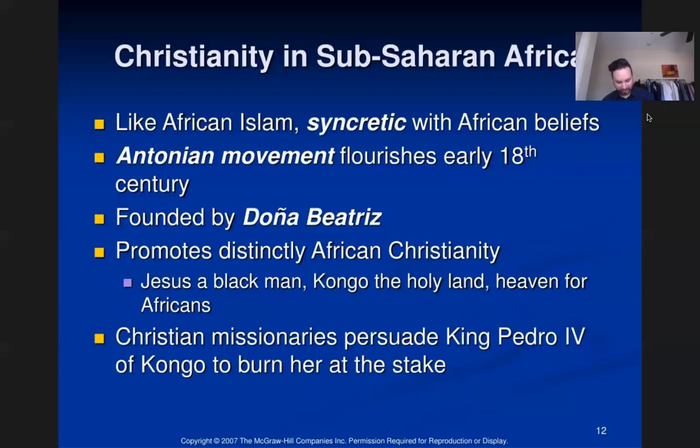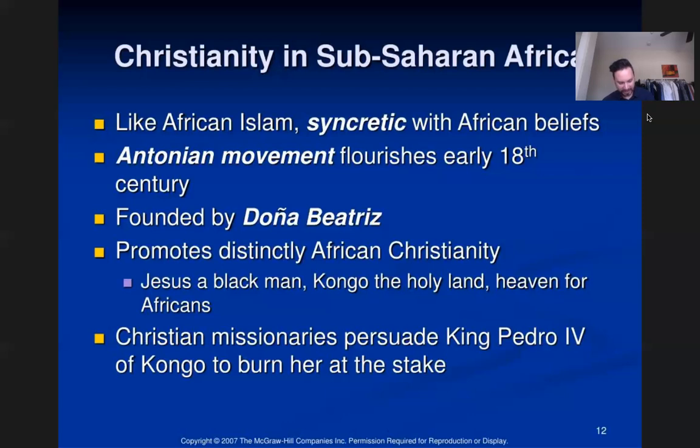And in 1706, they persuaded King Pedro IV of Congo to arrest the charismatic prophetess on suspicion of heresy. Upon examining her, the missionaries satisfied themselves that Donna Beatrice was a false prophet and that she knowingly taught false doctrine. On their recommendations, the royal government sentenced her to death and burned her at the stake. Yet the Antonian movement did not disappear. Donna Beatrice's disciples continued to work to strengthen the monarchy and reconstruct Congolese society.